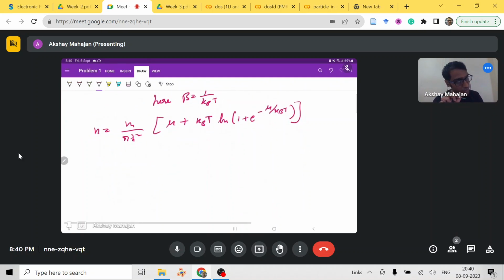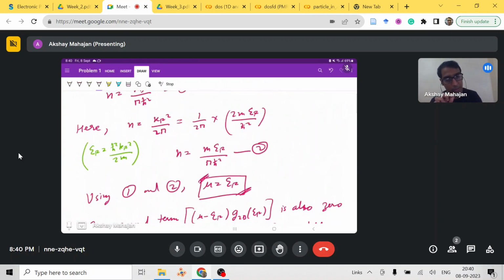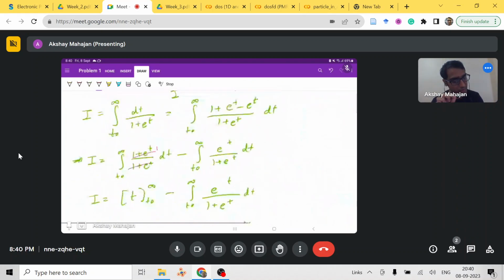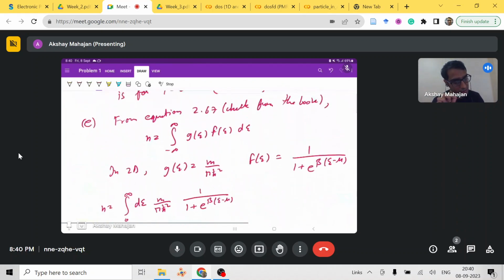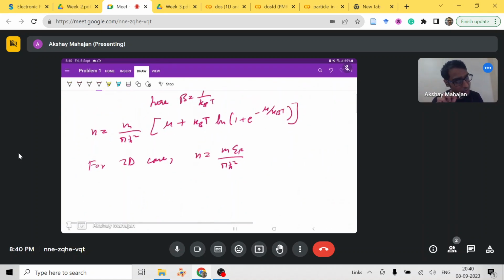Alright, and now for the 2D case, we know our n is equal to m epsilon_F upon pi h-bar squared. This we calculated in our previous part, if you remember. So in the previous part we found that n is equal to m epsilon_F upon pi h-bar squared. We are using that result in part E now, what we found in part D. So I will put this m epsilon_F upon pi h-bar squared here, right?